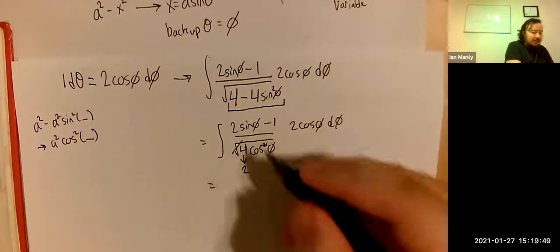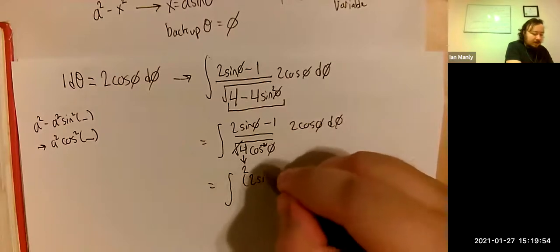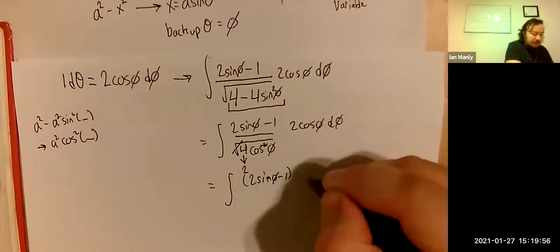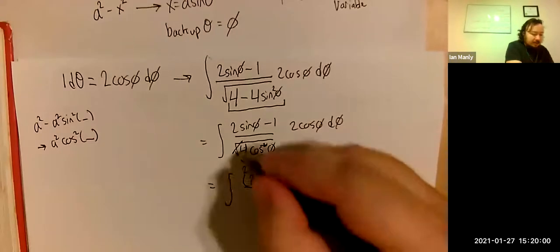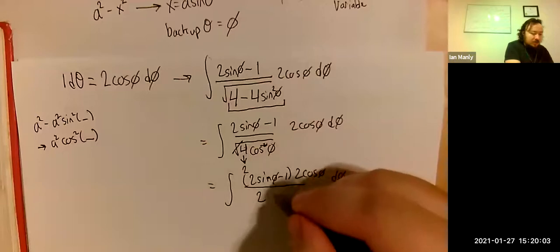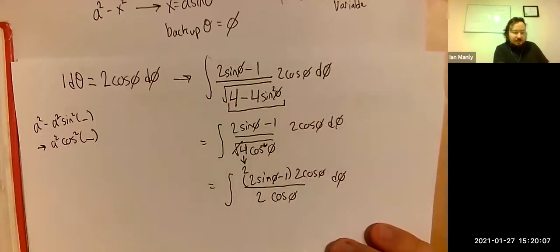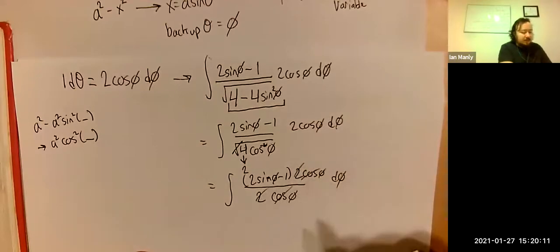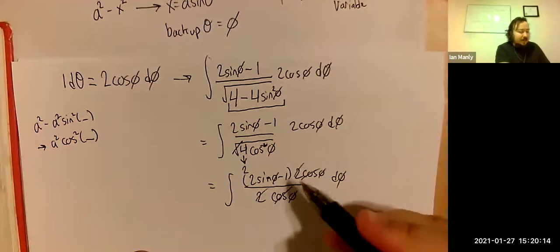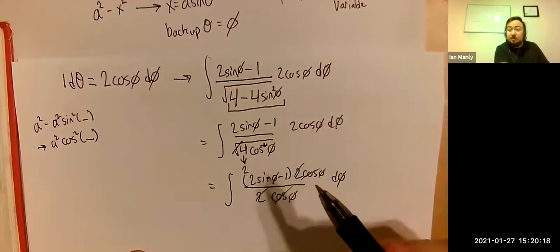I guess I shouldn't skip this step here. Let me write this out again. So I do the square root of 4 cosine squared. And I end up getting the square root of 4 is 2. Square root of cosine squared is just cosine right there. All right, and then I see I have the same thing on the top and bottom. So I'm going to cancel those out. And now all I'm doing is just, I'm going to do the integral of 2 sine of phi minus 1.